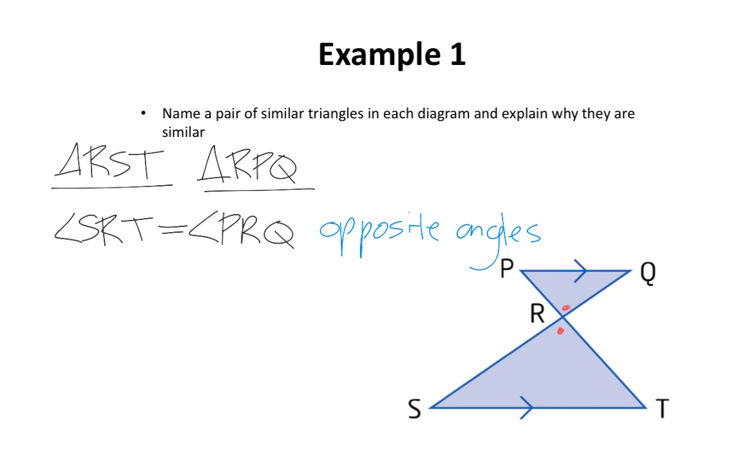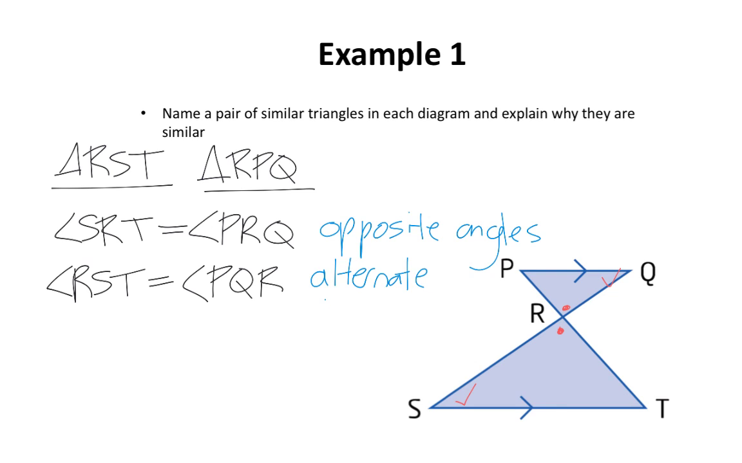Next, I can see that angles RST and angles PQR are also equal, and they're equal because they're alternate interior angles. You might have referred to this as the Z pattern previously, so let's write that down. Angle RST is equal to angle PQR, and that is because of the alternate interior angle. Otherwise known as the Z pattern.